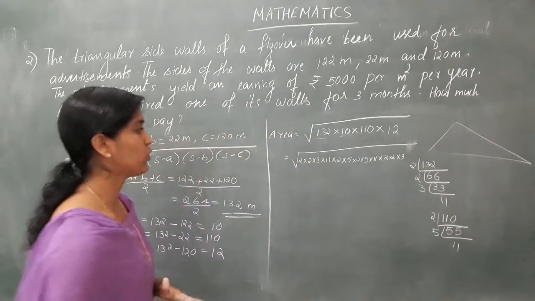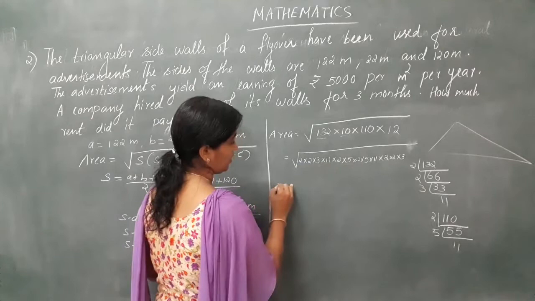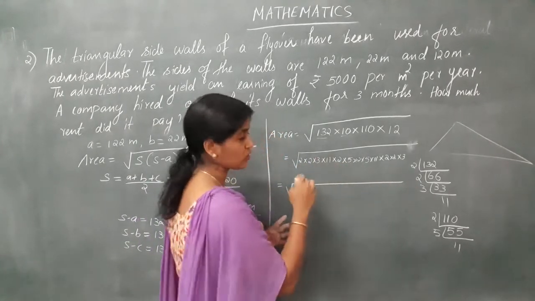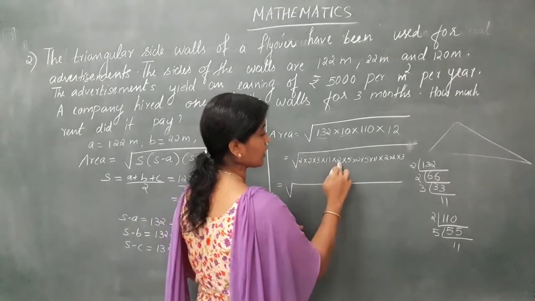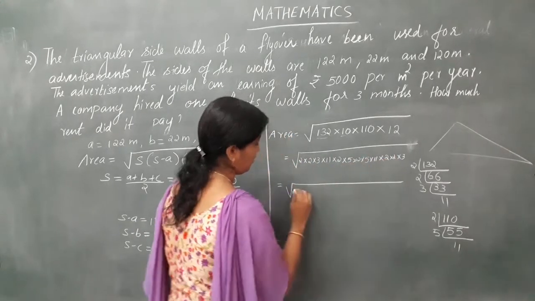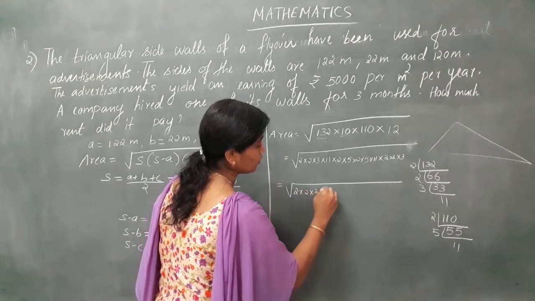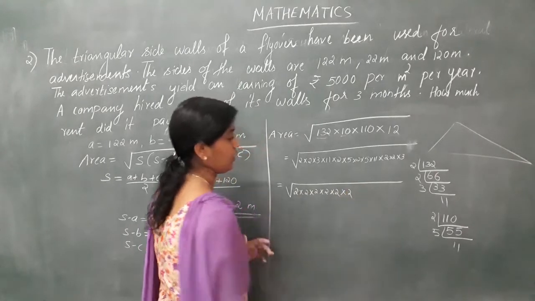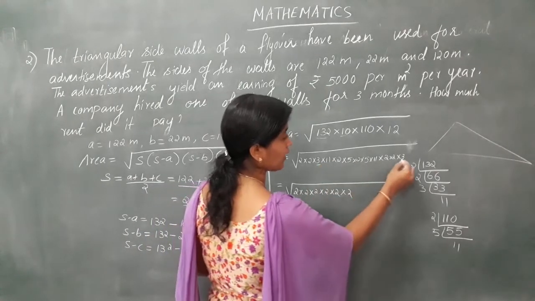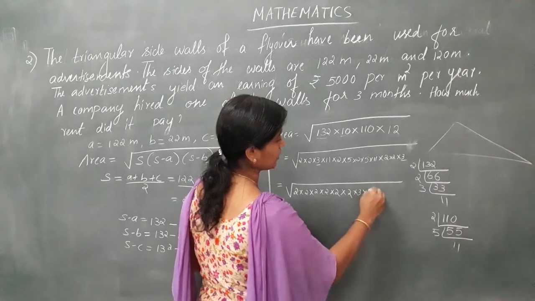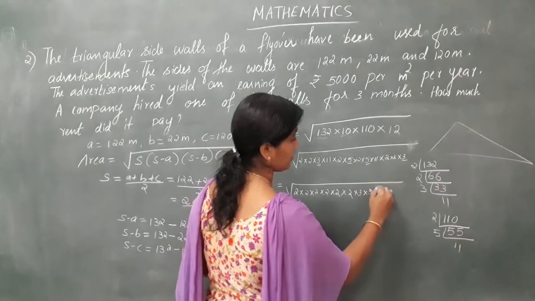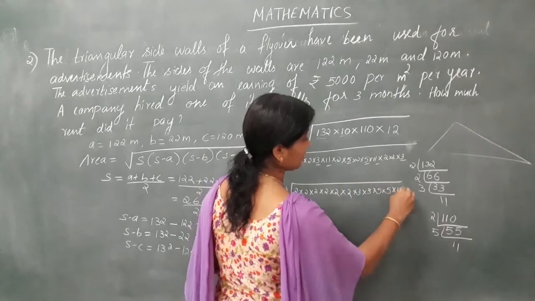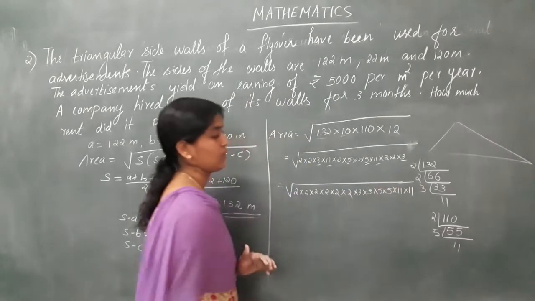Now to make it easy, I am going to write all the 2 terms together. So how many 2 terms do I have? 1, 2, 3, 4, 5, 6. So 2 into 2 into 2 into 2 into 2 into 2. Next, how many 3s? 1 three here and 1 three here. So 3 into 3. How many 5s? 1 five, 1 five. So into 5 into 5. How many 11s? 1 eleven and 11. Into 11 into 11. Clear?